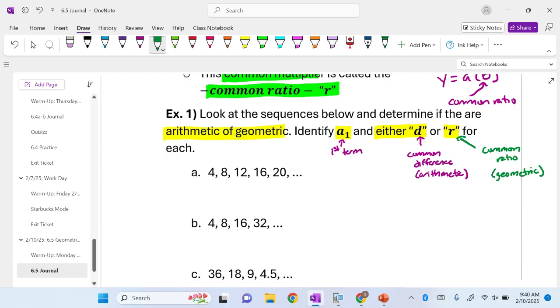So look at example A. Take a minute and see if you can figure out the rule. So you're either going to be adding a number to get to the next, or you'll be multiplying a number to get to the next. So take a minute, see if you can figure out the rule.